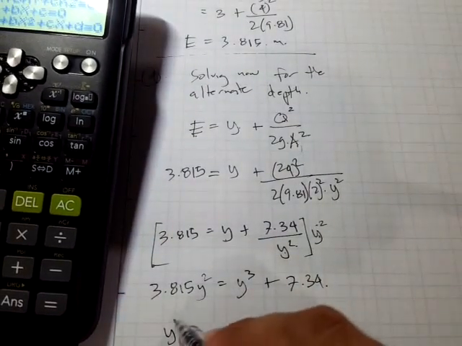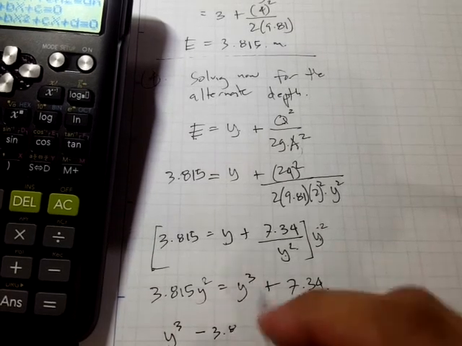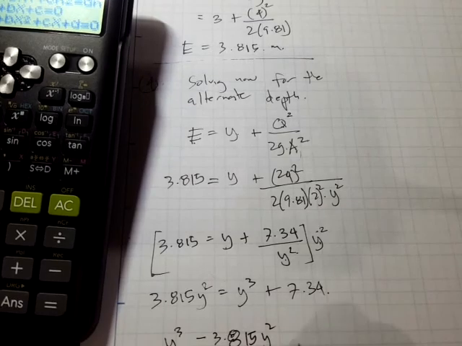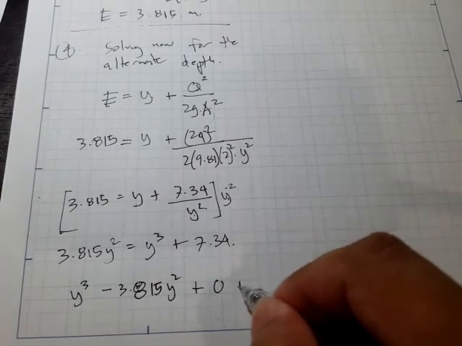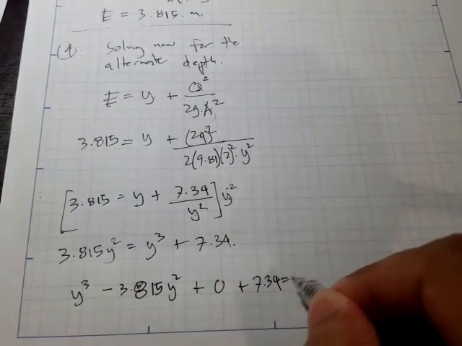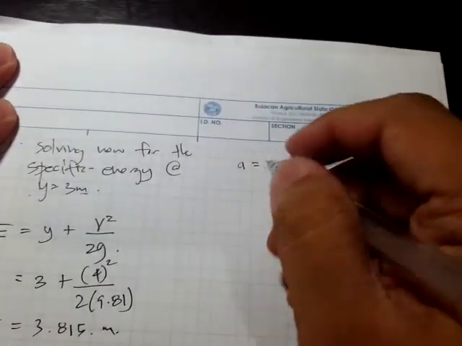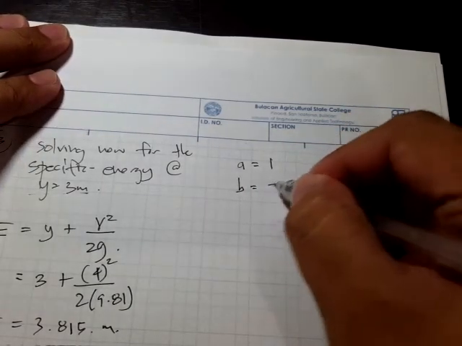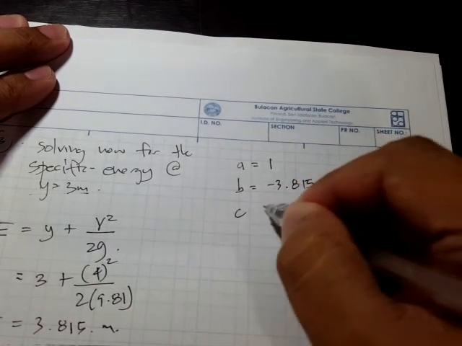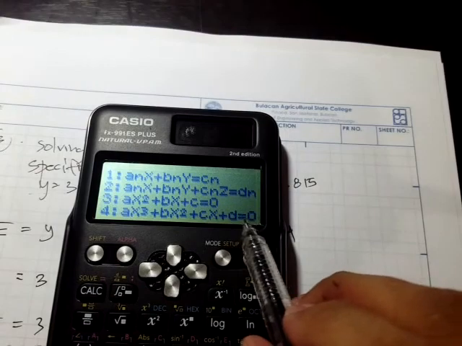So we will arrange this equation in this arrangement. So first, that's gonna be y cubed plus, we have to transpose this into the left hand side. This will be minus 3.815 y squared, plus our cy, so that's 0 because we don't have any, plus 0. Okay, plus our constant of 7.34, this is equal to 0, right? So let us write down our constants. So our a is equal to 1, our b is equal to negative 3.815, our c is 0, and our d is 7.34. So here it is. Here's our equation, and the right hand side should be 0, right?